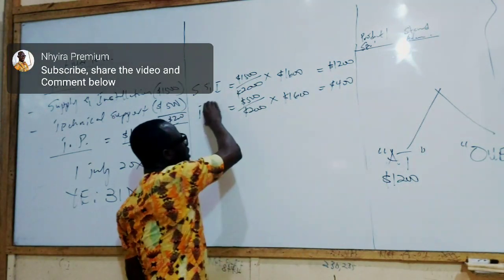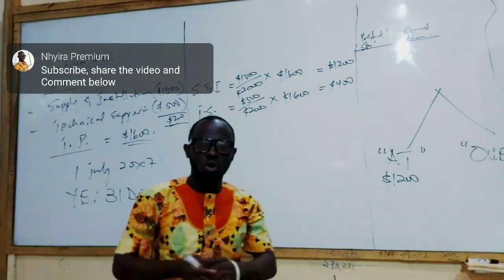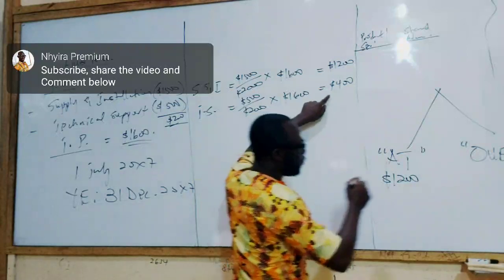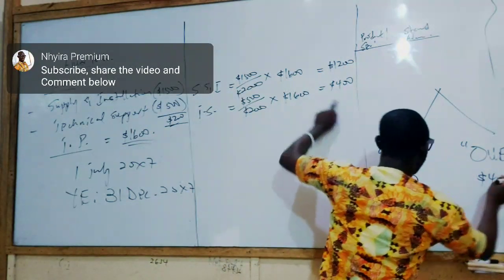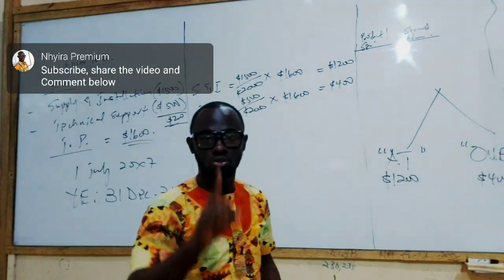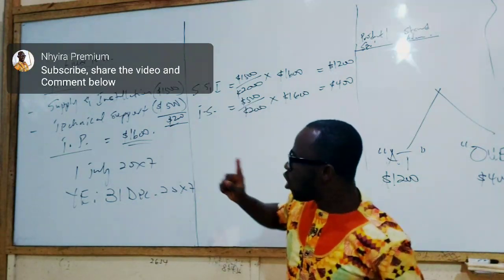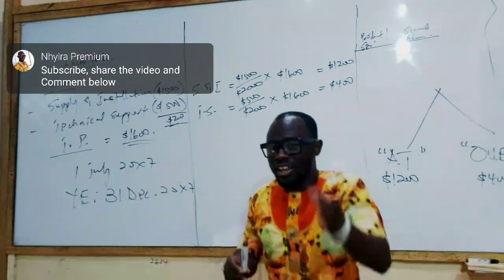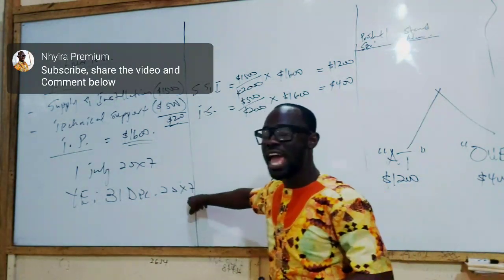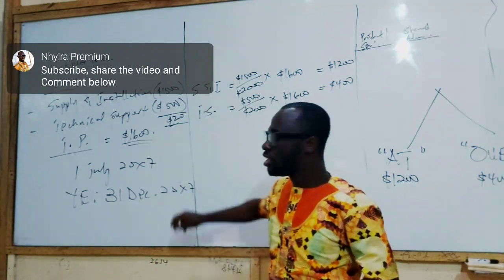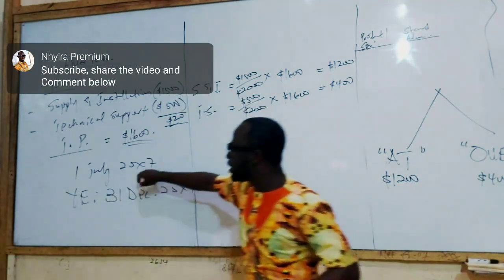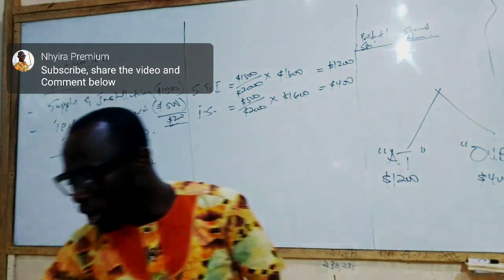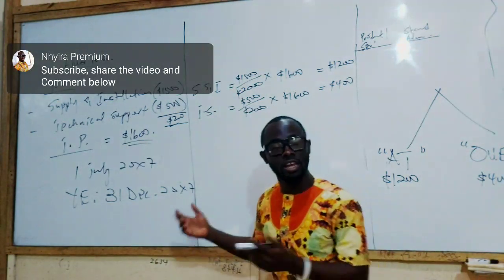And then the technical support service will be recognized over a period of what? 2 years. So the 400 for the support service will be recognized over a period of 2 years. Now, go back to the question. The examiner said the year end of the company is 31st December 2007, but they made the sales on 1st July 2007. So in the financial statements, what are the things that are going to be coming in?